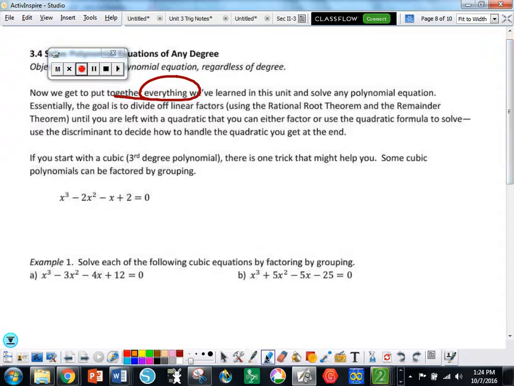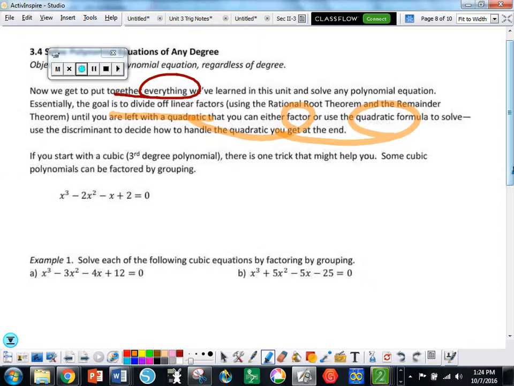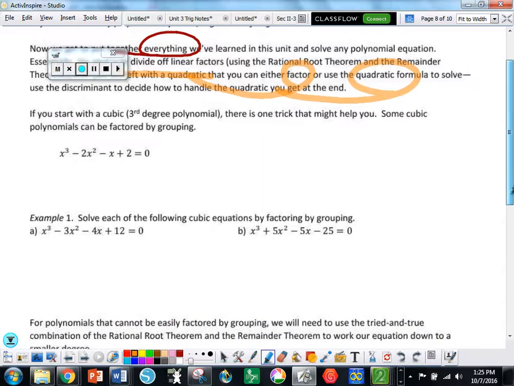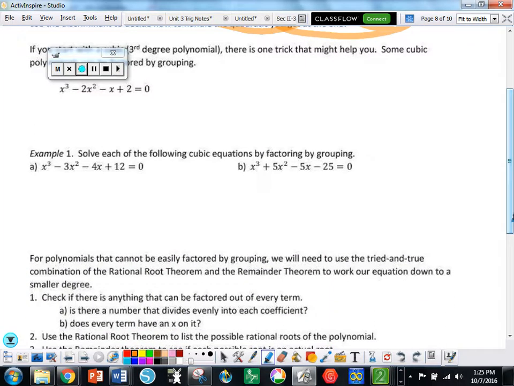If we're highlighting things, our whole goal is to be left with a quadratic. At that point, once we have a quadratic, we'll either factor it or we'll use the quadratic formula. We could use the discriminant to decide how to handle the quadratic we get at the end. I don't though, I just try to factor, and if it doesn't factor, then I move on.